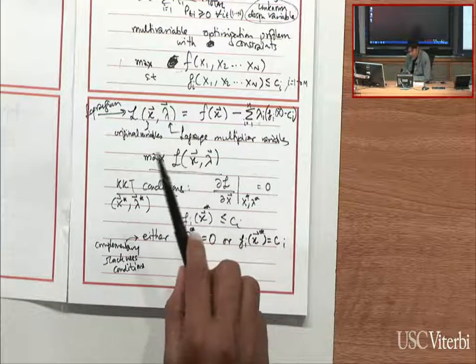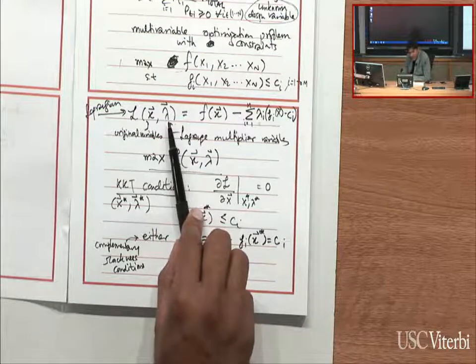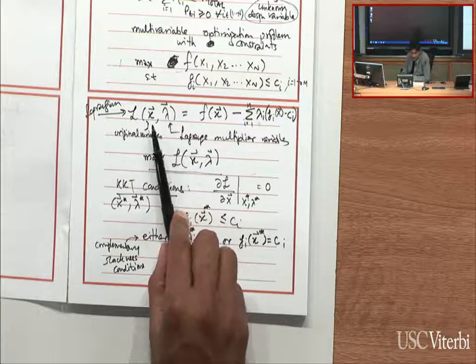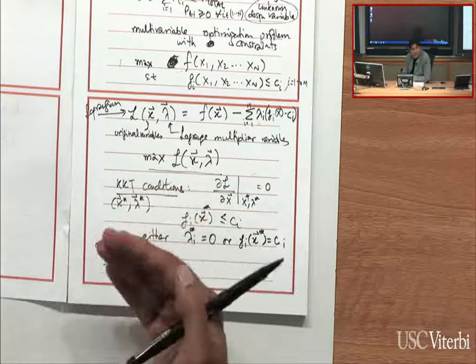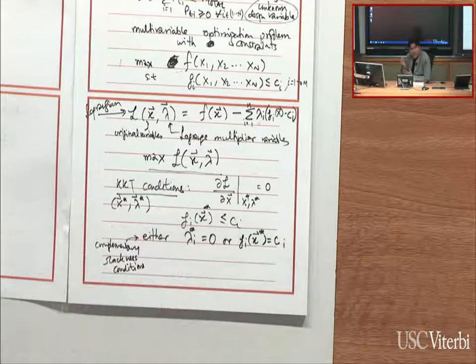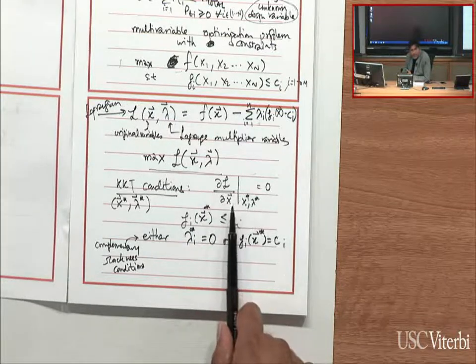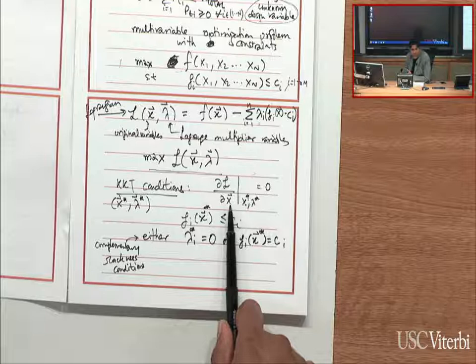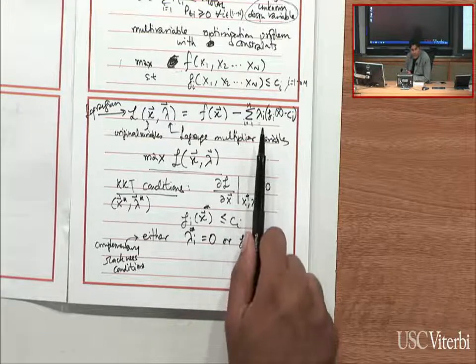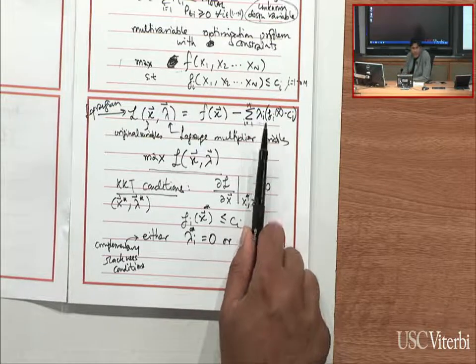And just like when you're trying to solve just an unconstrained problem, you would try to set the first derivatives equal to 0 to find the critical point and say that's the point at which my function reaches a maximum. We do something very similar here. You set all the derivatives with respect to the original variables equal to 0. In fact, you're also setting the derivatives with respect to lambda i.